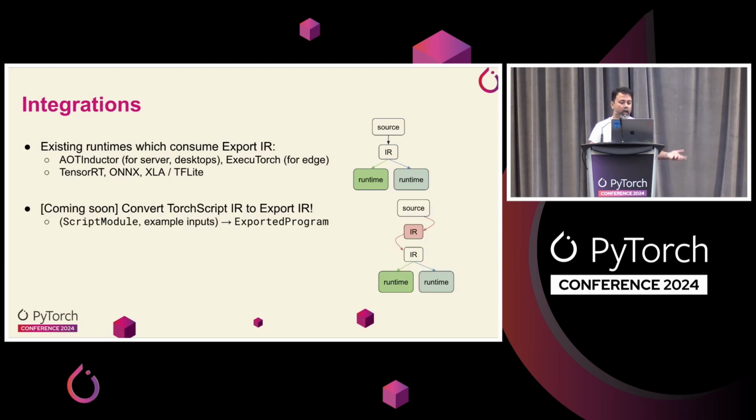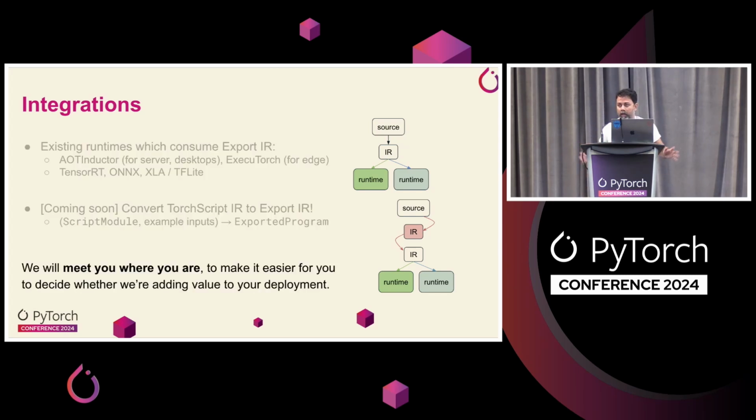On the other hand, having a standalone IR also means that you can potentially arrive at it through different means. So TorchScript is still widely used, in particular the front end, where you use jit.trace or jit.script to get TorchScript IR. So we are building a converter from that IR to export IR so that you can then plug it into the rest of our stack.